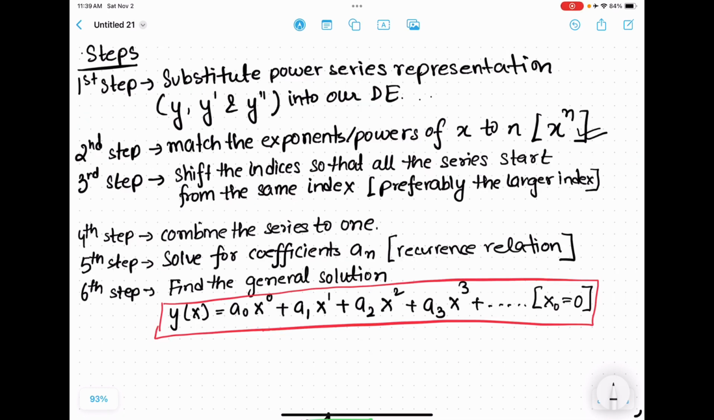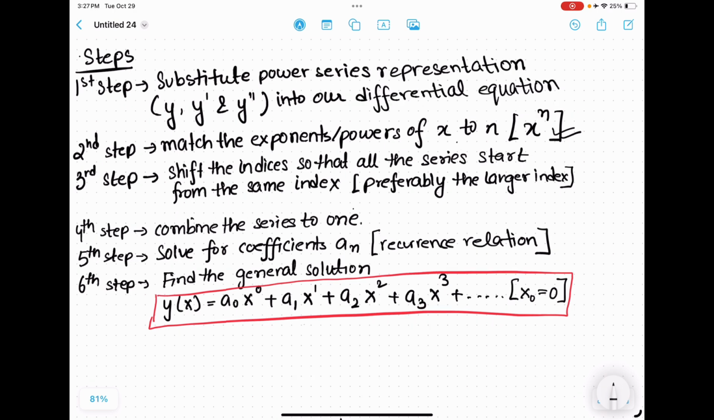So our first step is to substitute the power series representation of y, y prime, and y double prime into our main differential equation. Our second step is to match the exponents, or the powers of x, to n. So we need to make sure that all the x's of the multiple power series that we have all have the power of n.